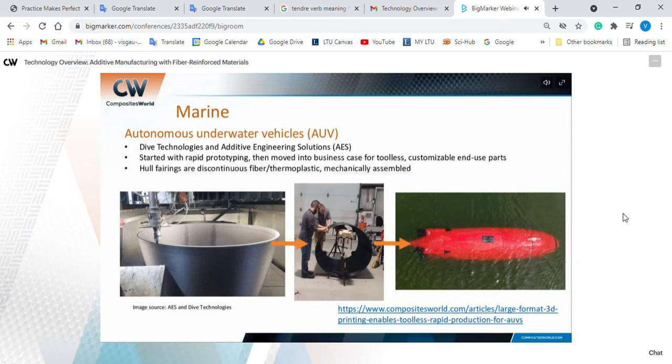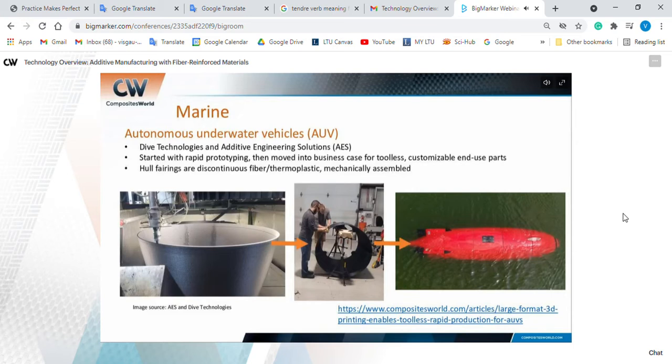AUVs usually carry sensors or cameras or other kinds of equipment. They're usually made from metal or thermoformed plastic. Originally, the Dive team began working with Oak Ridge National Labs and Additive Engineering Solutions, or AES, in Ohio to use large format additive and discontinuous fiber for rapid prototyping of these tube-shaped fairings that make up the hull of their AUV.